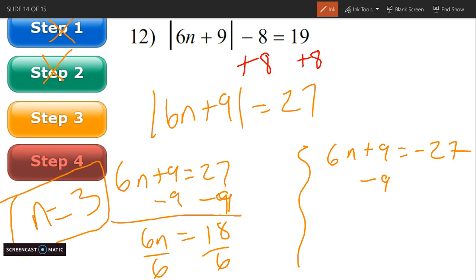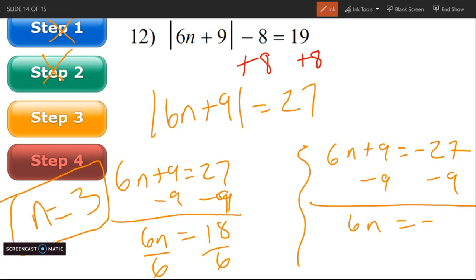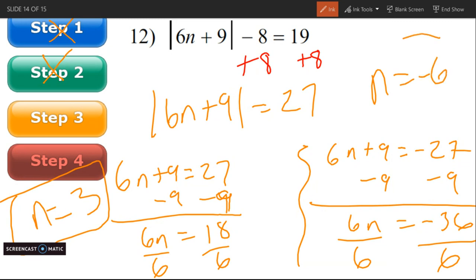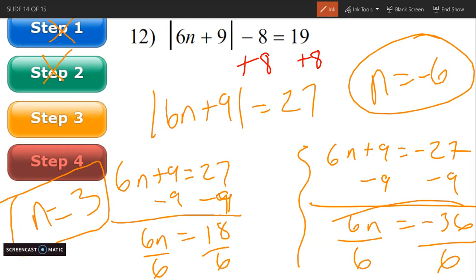Over here, you've got -9 on both sides. 6n equals -36. Divide by 6 on both sides, and n equals -6. -36 plus 9 is -27. Absolute value of that is 27. 27 minus 8 gives us the 19. So we got another good solution there.